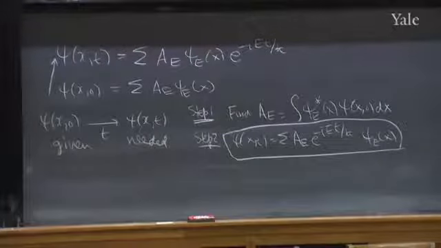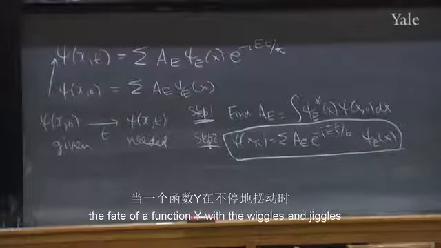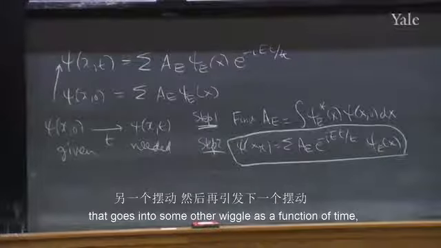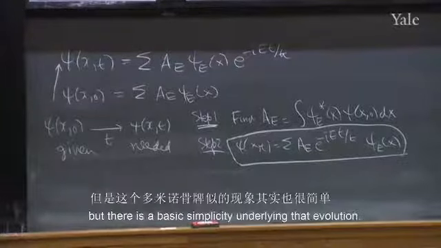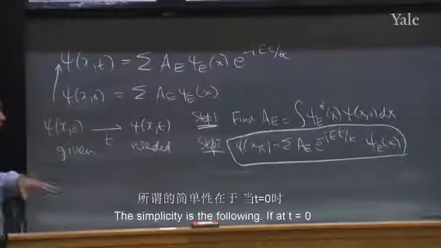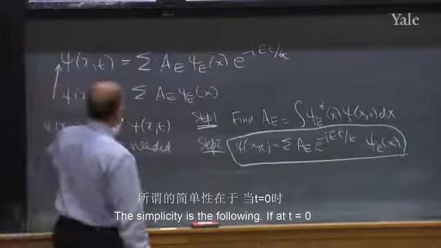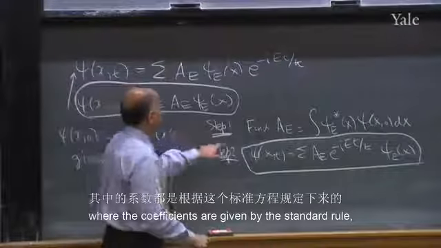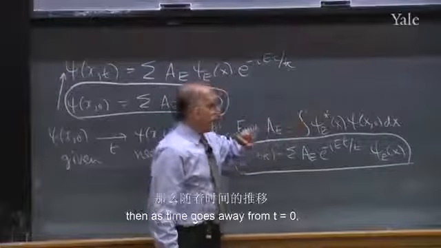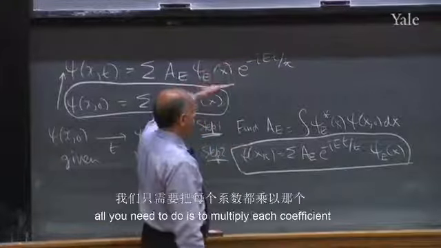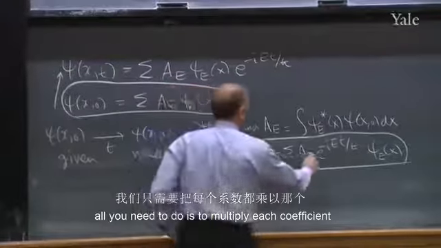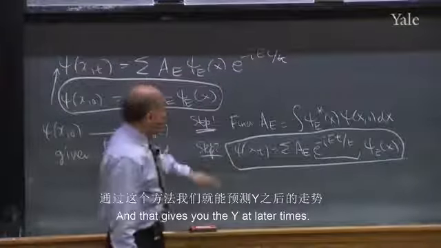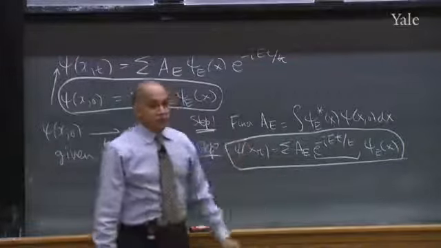So what I'm telling you is the fate of a function psi with wiggles and jiggles is very complicated to explain. Some wiggle goes into some other wiggle, that goes into some other wiggle as a function of time. But there is a basic simplicity underlying that evolution. The simplicity is the following. If at t equal to 0, you expand your psi as such a sum, where the coefficients are given by the standard rule, then as time goes away from t equal to 0, all you need to do is to multiply each coefficient by that particular term involving that particular energy. And that gives you the psi at later times.